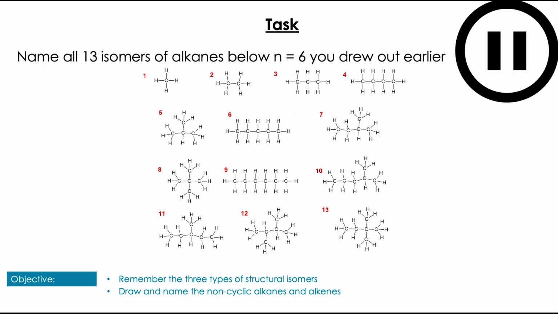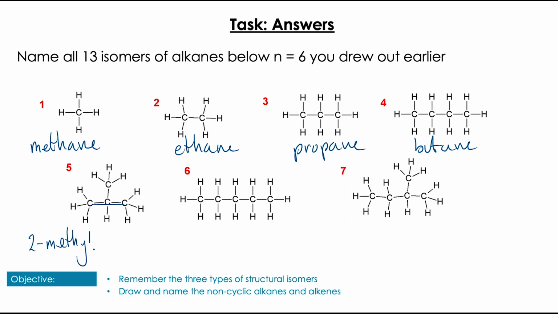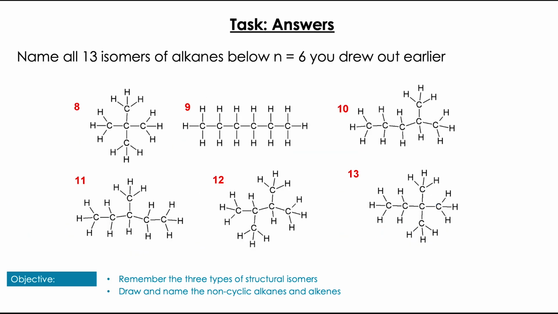Okay, so let's have a little look at the answers. So the first few should be pretty easy using your suffixes. We've got methane, ethane, propane, butane. All we have to do for number 5 is we've got a 3-carbon chain. So we've got 2-methyl propane. Then we've got pentane. And then we take one of those methyl groups, move it along, number our parent chain, and we get 2-methyl butane. Going on to the ones we have left over, moving another methyl group on that, we end up with 2,2-dimethyl propane for number 8.